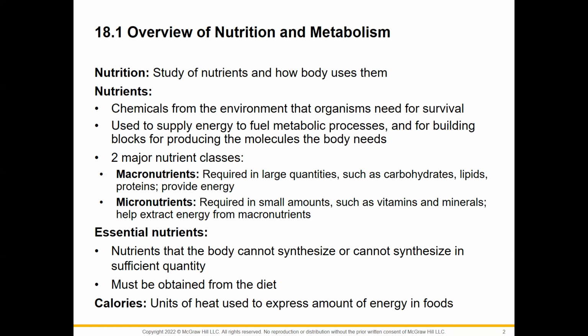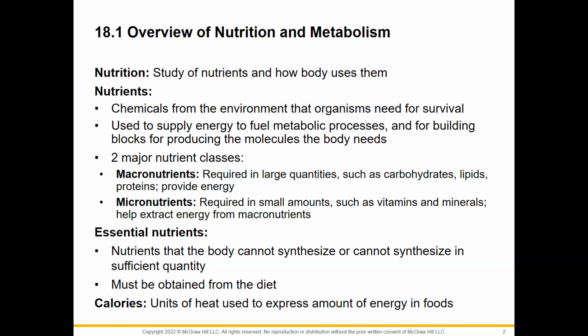Another category of nutrients is called essential nutrients. These are essential because your body does not make them. There are many things that are made inside of your body using other molecules as building blocks, but essential nutrients, your body cannot synthesize, or can't synthesize enough of them to supply the demand your body has. So essential nutrients, you have to get from the environment and put into your body so that your body can use them.